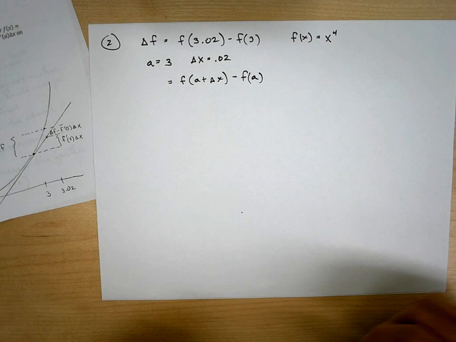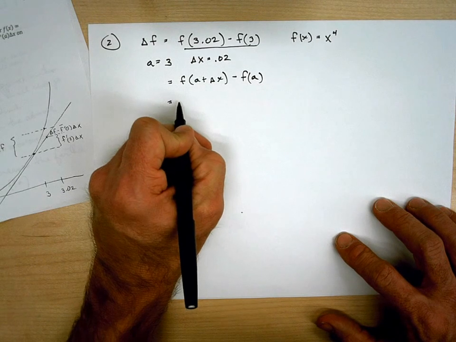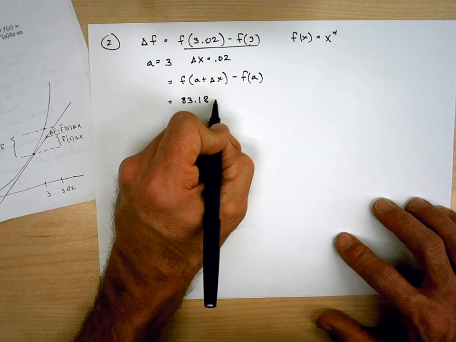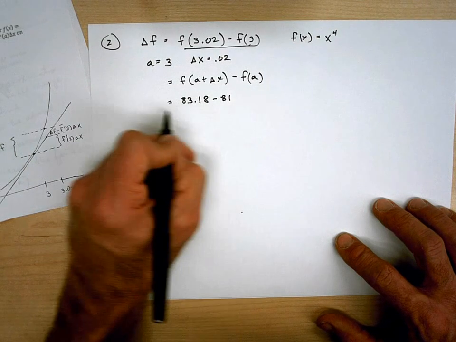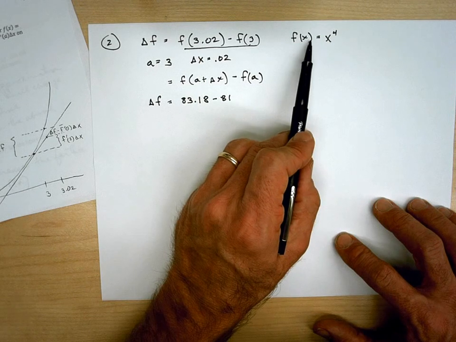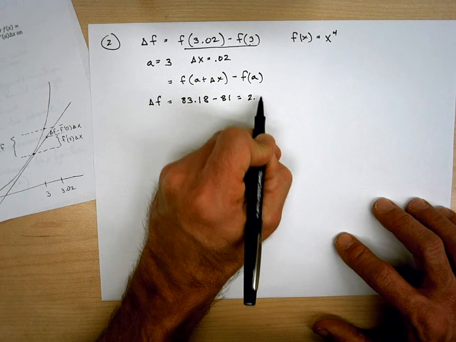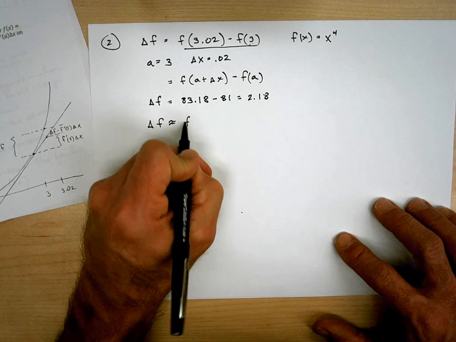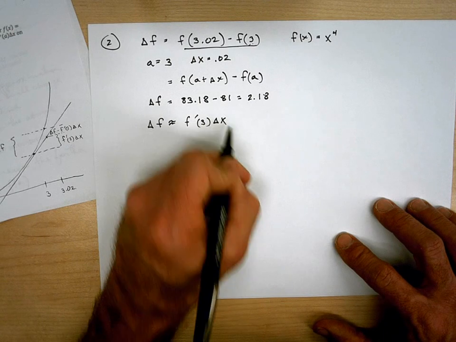All right, so if we actually do this computation, we would get that f of 3.02 is 83.18. f of 3, which is 3 to the 4th power, that's 81. So delta f, and this is exact, the exact change in this function if we increase the x value from 3 to 3.02, is going to be 2.18. But we also know that we can approximate delta f by f prime of 3 times delta x, which in this case is 0.02.